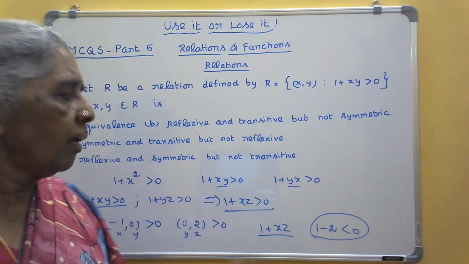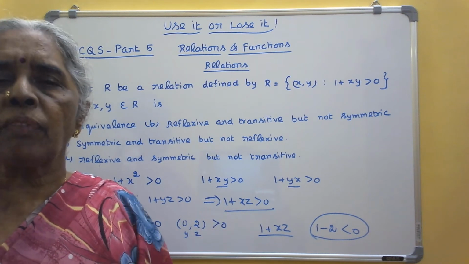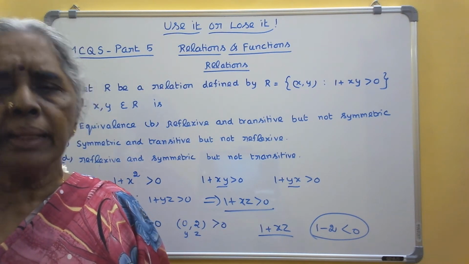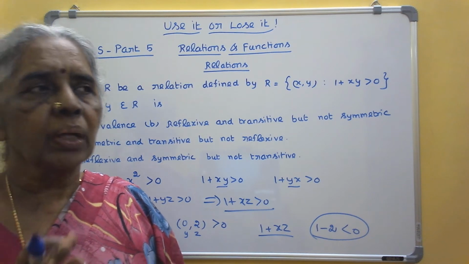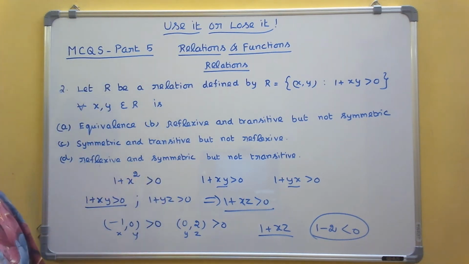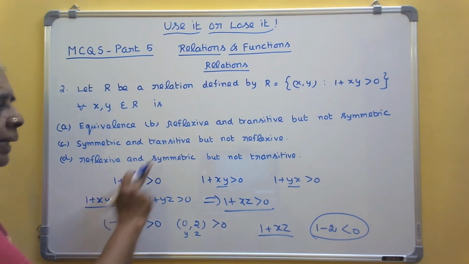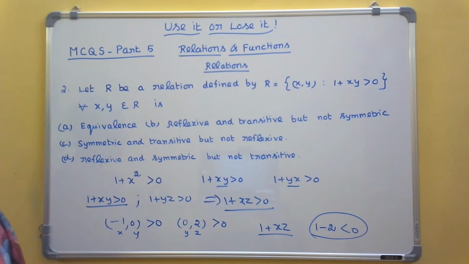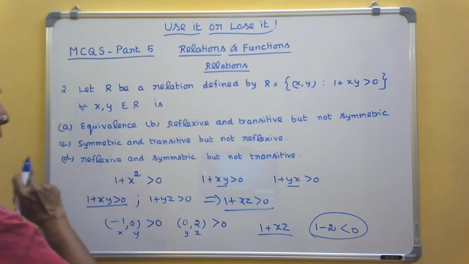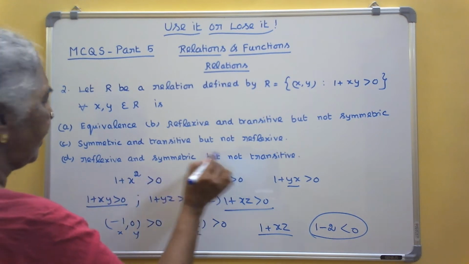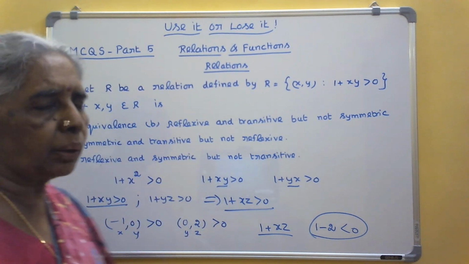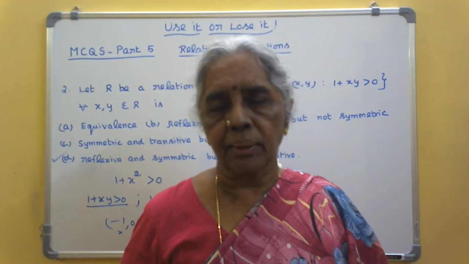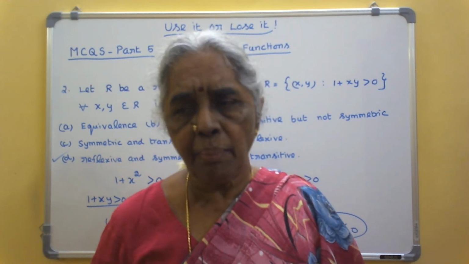So here we are able to disprove it for one example. You can think of some other examples also. So we say this is not transitive. Is it clear? It is reflexive. It is symmetric, but it is not transitive because we have disproved it now. So let us check the options. Option D, reflexive and symmetric but not transitive, and that is your answer. Do you understand how to approach this sum?